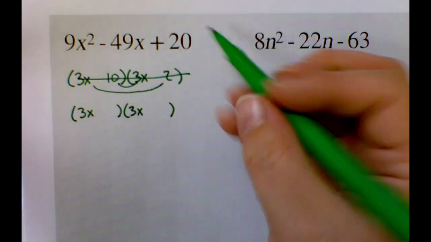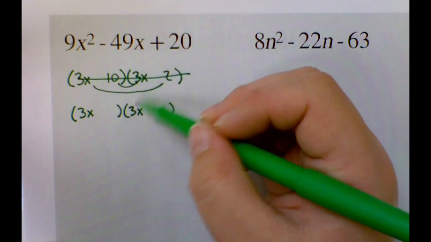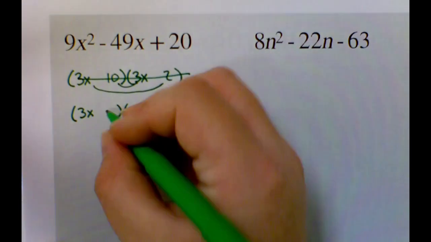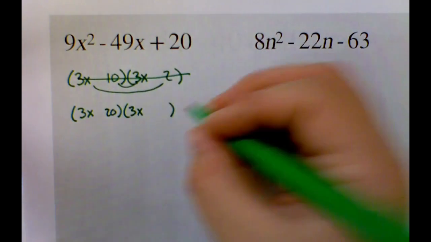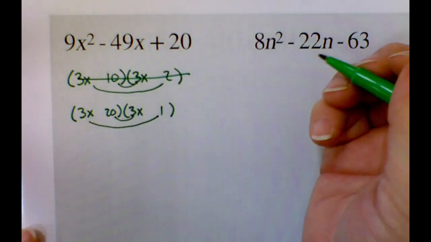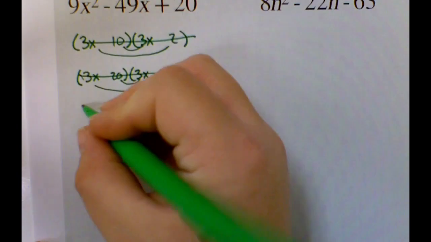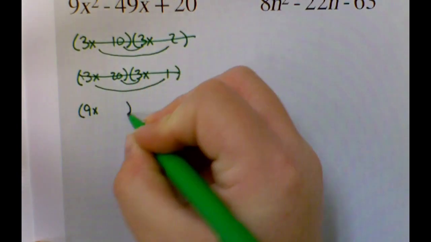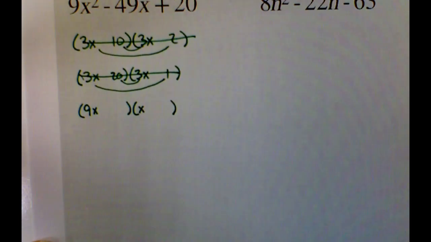Well, now I'm kind of realizing that 3 times anything but 20 wouldn't get me anywhere near 49. Well, this makes 60x and 3x. That doesn't work. I'm going to jump over to 9x and x, because my numbers weren't even getting close to that 49 I needed in the middle.